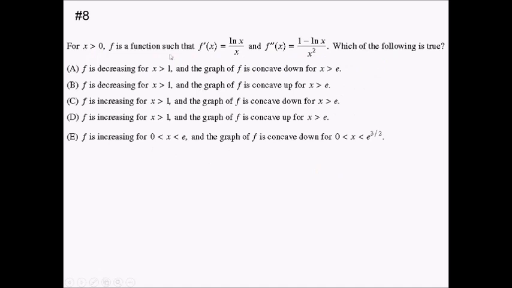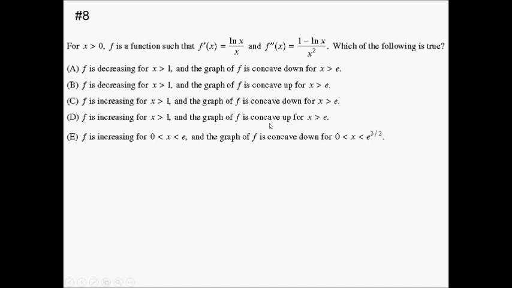On this problem, for x greater than 0, which is important that they specified that, we're told f is a function whose first derivative is ln of x over x, and the second derivative is 1 minus ln of x over x squared. We could have found the second derivative, but it was nice of them to just give it to us. So we want to know which of the following is true. So we have a bunch of statements talking about whether f is decreasing or increasing for x greater than 1 and on this other interval, and also talking about the concavity.